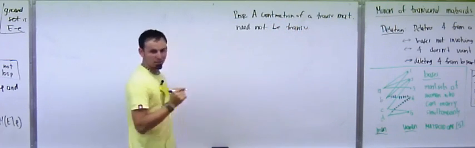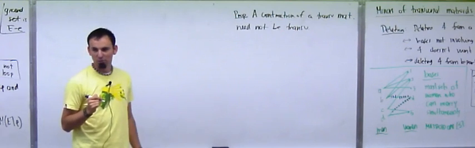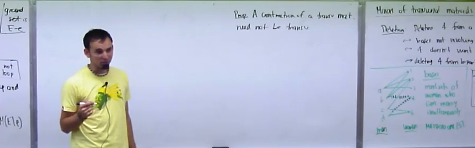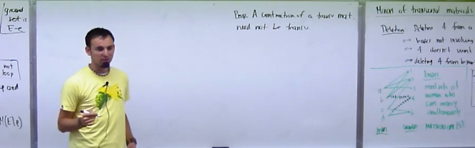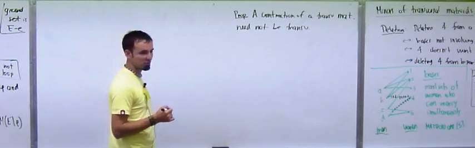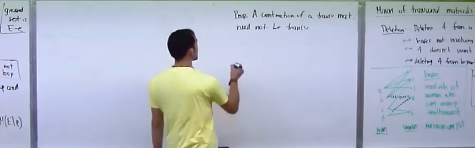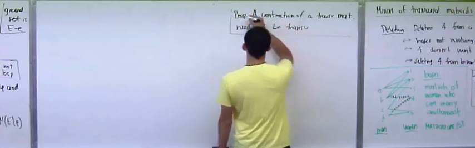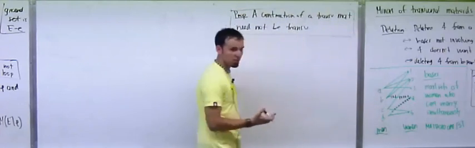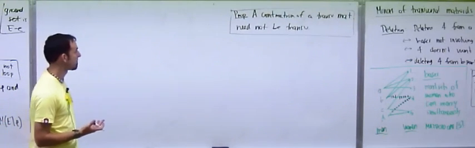We have not seen in this class a single example of a matroid that is not transversal. Or if we have, we didn't notice. I haven't proved to you at any point in this class that a certain matroid is not transversal. I've proved to you that matroids are transversal, but I've never proved to you that matroids are not transversal. And so if I want to prove this theorem, the first thing I'm going to have to do is show you a non-transversal matroid.